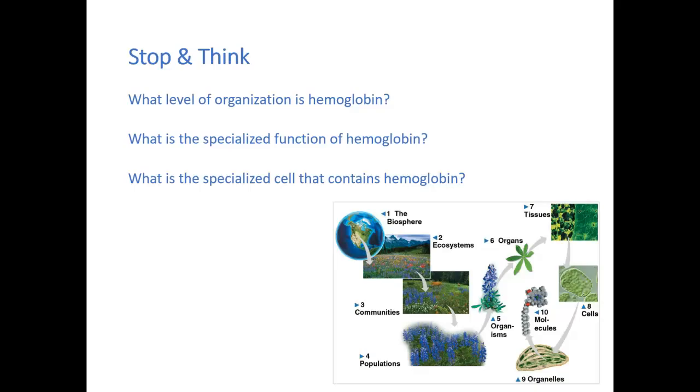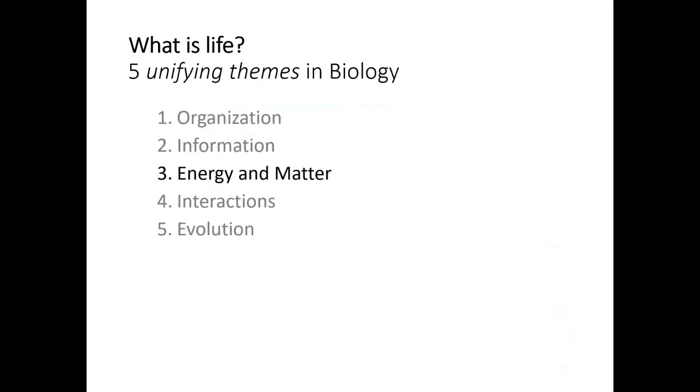What level of organization is hemoglobin? Hemoglobin is made of protein, which is a molecule. The function of this molecule is to carry oxygen, and the type of cell that contains this molecule is a red blood cell.